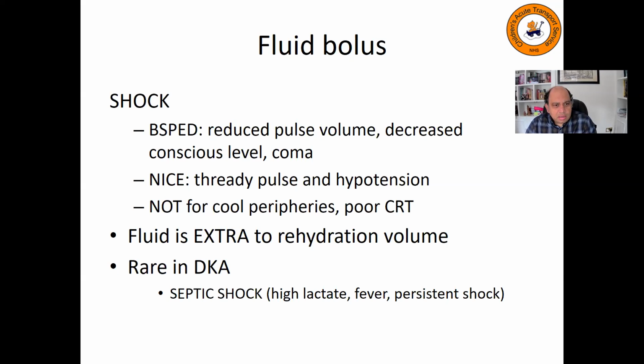The NICE guidance update in December 2020 says thready weak pulses with poor pulse volume and hypotension. Again, not 100% clear whether you need both or whether you have just one and you're able to treat this patient as shock, but certainly slightly more specific than the reduced conscious level. Definitely one thing that is mentioned in both guidelines as not an indicator of shock is cool peripheries or poor capillary refill time, both of which will be affected by the hypocapnia that the patient usually has with DKA.